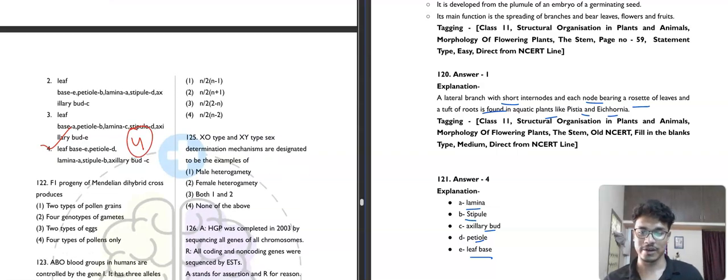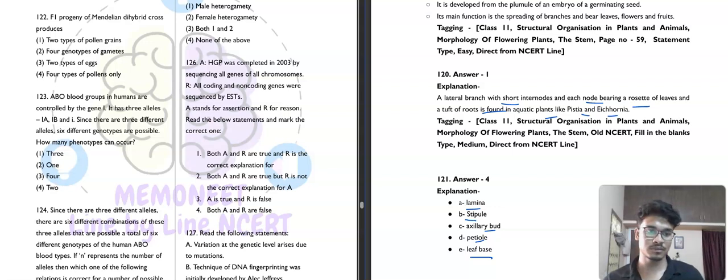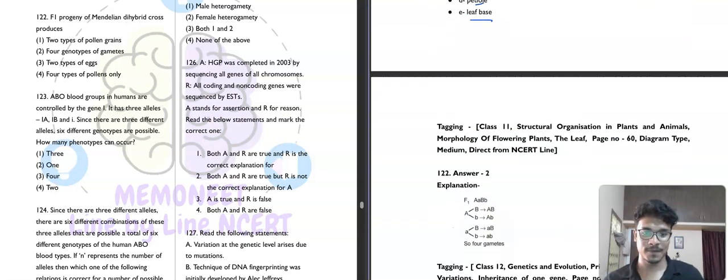Then question number 122. It is saying that the F1 progeny of a Mendelian dihybrid cross produces two types of pollen grain, four genotypes of gametes, two types of eggs, or four types of pollens only. So the F1 progeny of a Mendelian dihybrid cross produces four genotypes of gametes. You can see this, F1 AaBb, and all these gametes. So the second option will be our correct answer.